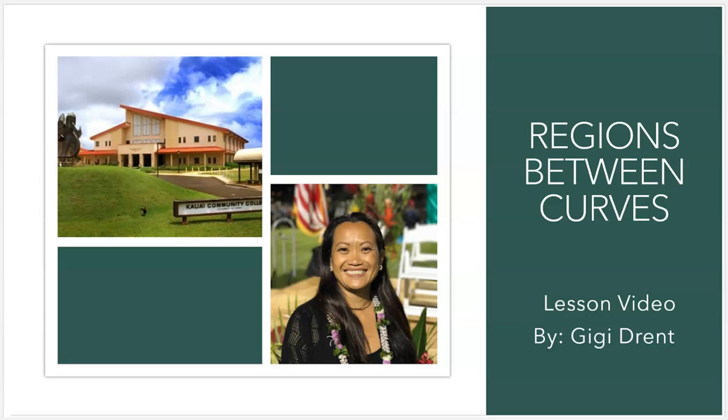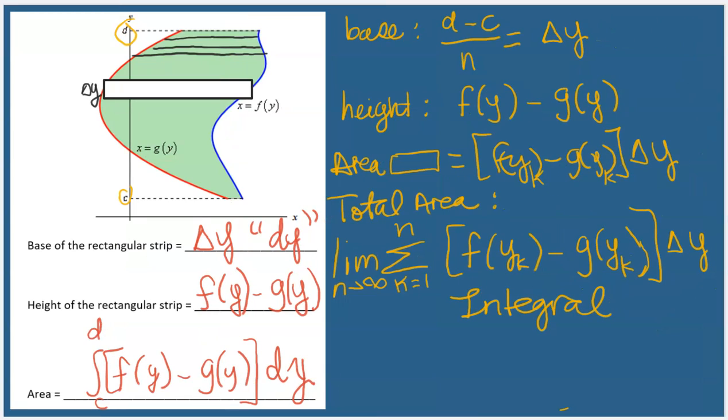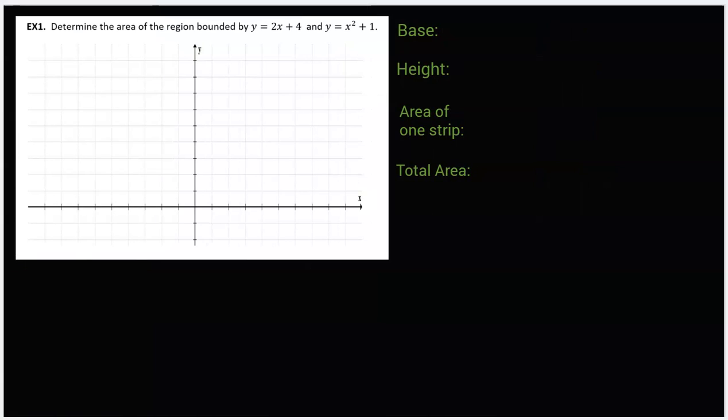In the last video, we talked about region between curves, and we talked about the vertical strips, right? And then we talked about the horizontal strips. Now we are going to go into specific examples, okay?